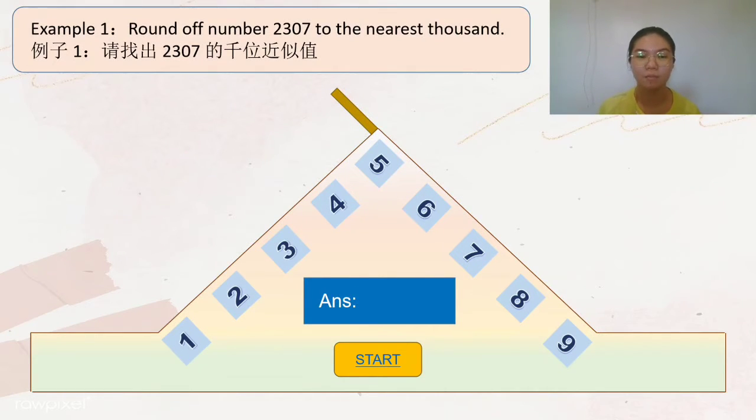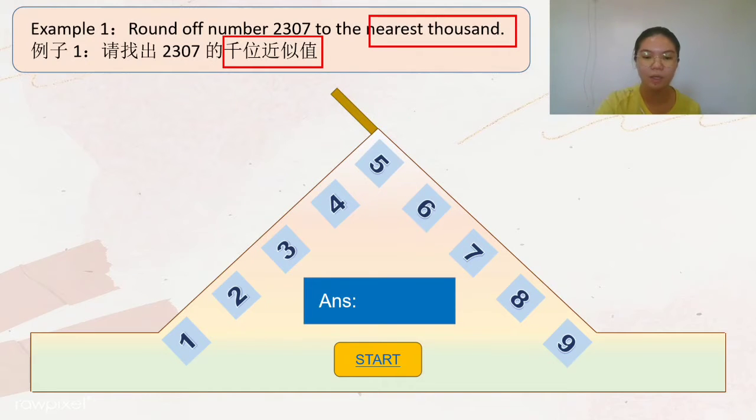The first example is rounding off the number 2307 to the nearest 1000. For the first step, we need to determine the rounding place and underline it. This question requires us to round off the number to the nearest 1000. Now we write down the number and underline the rounding place, which is the 1000 place, and the value is 2. The question needs us to round off to the nearest 1000, which means we need to keep the last 3 digits but write them as 0.